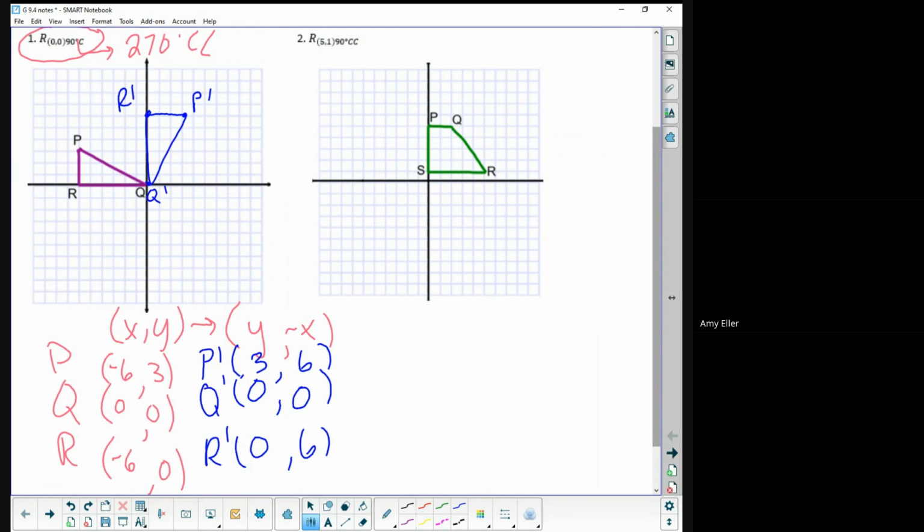And your answer should look reasonable. That looks like a 90-degree rotation, the way the clock moves. The only point that does not move is 0, 0.